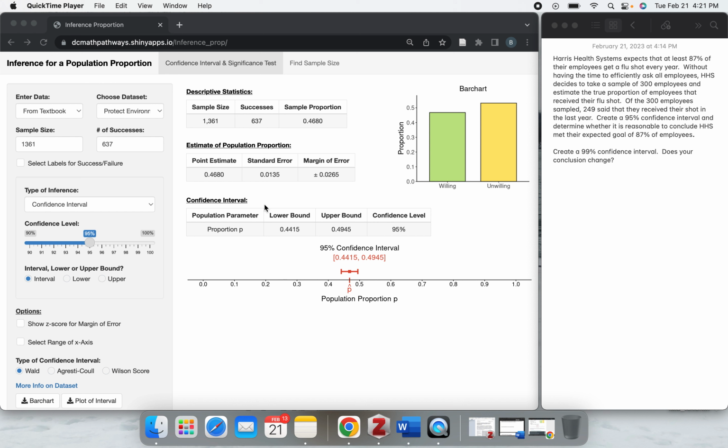We're going to go over how to create confidence intervals for population proportions. In other words, we're going to estimate the population proportion.